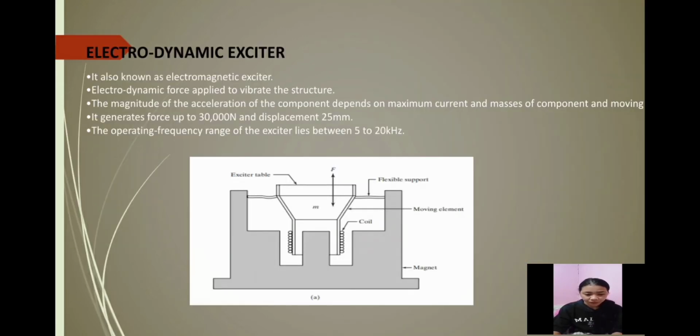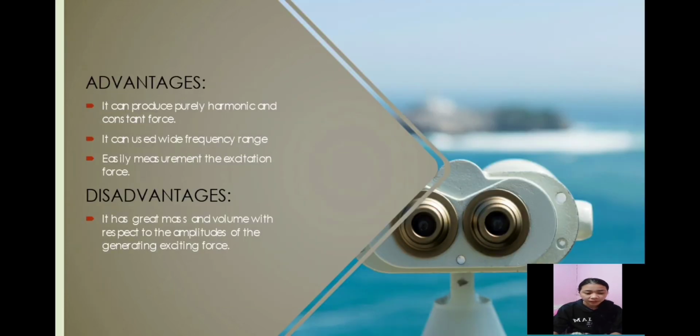Electrodynamic exciter, also known as electromagnetic exciter. Electrodynamic force is applied to vibrate the structure. The magnitude of acceleration of the component depends on the maximum current and the masses of the component and moving elements. It generates force up to 30,000 Newton and displacement of 25 mm. The operating frequency range of the exciter lies between 5 Hz and 20 kHz.